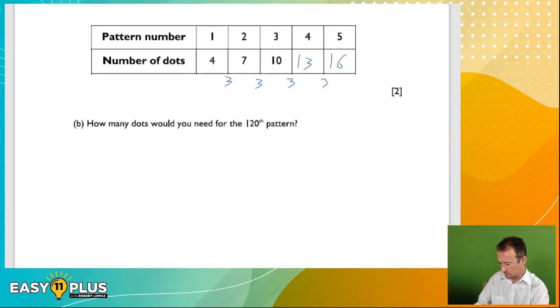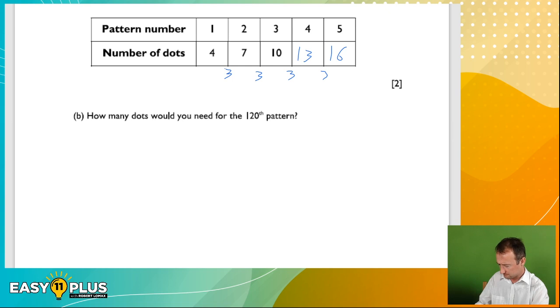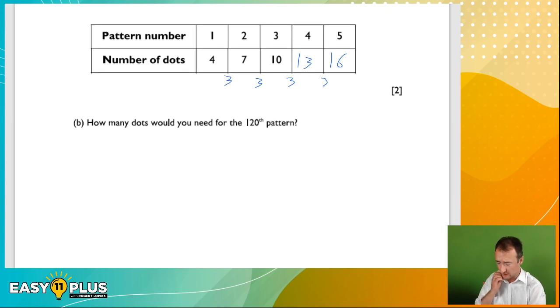Let's keep it so we can see the table and have the working space. How many dots would you need for the 120th pattern?